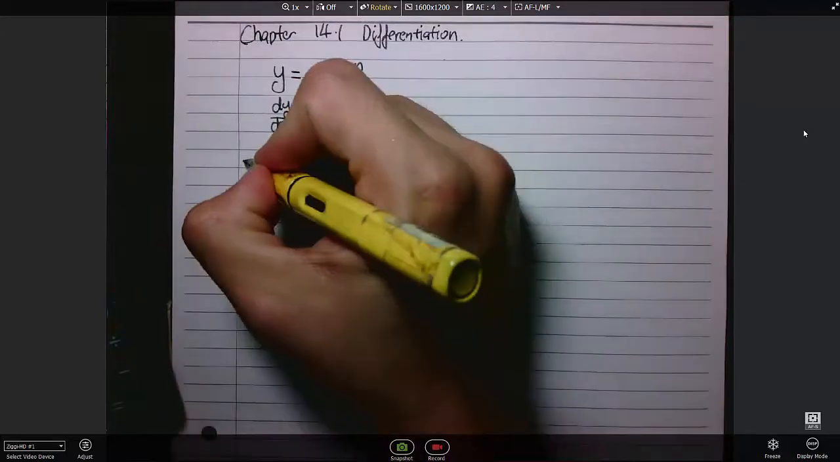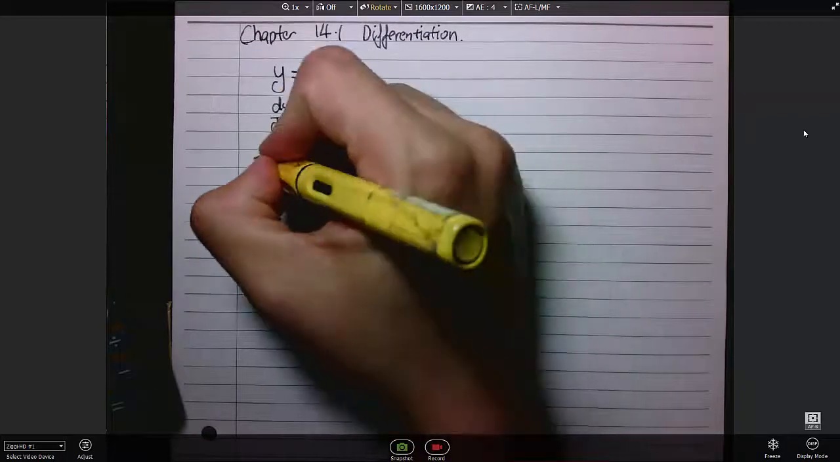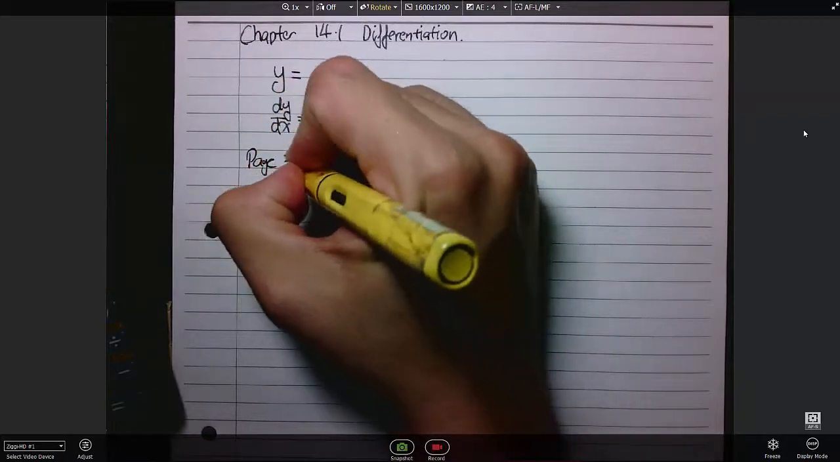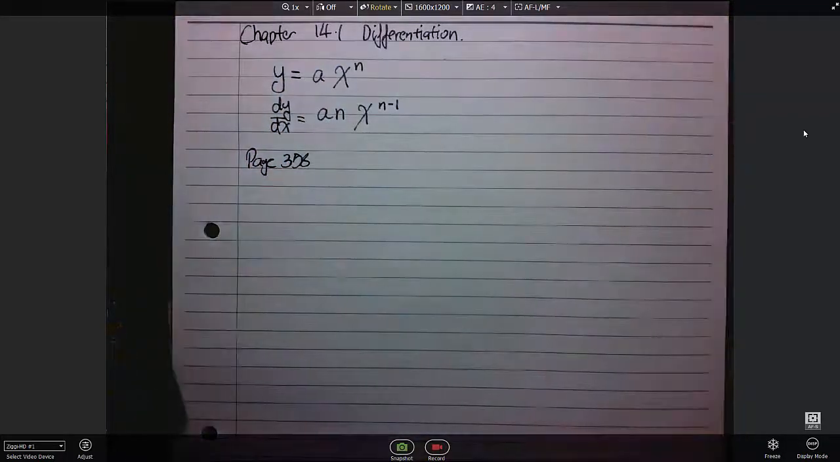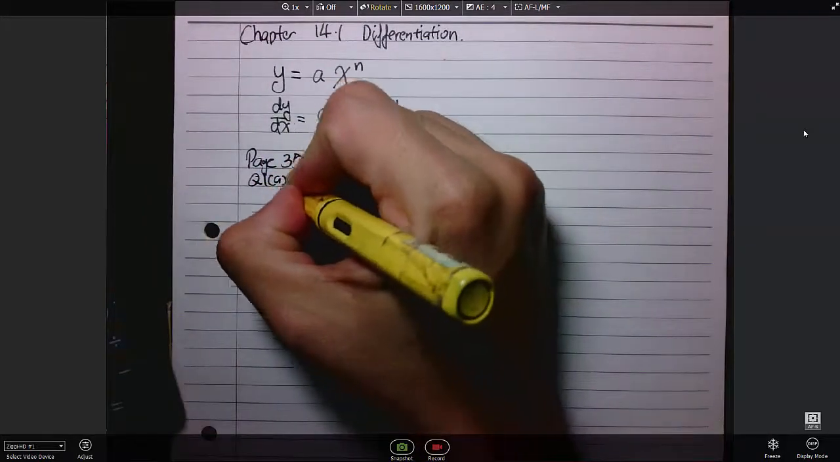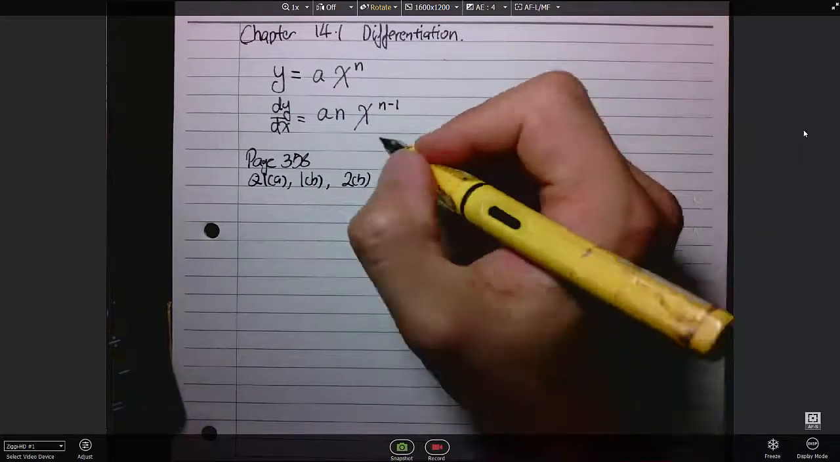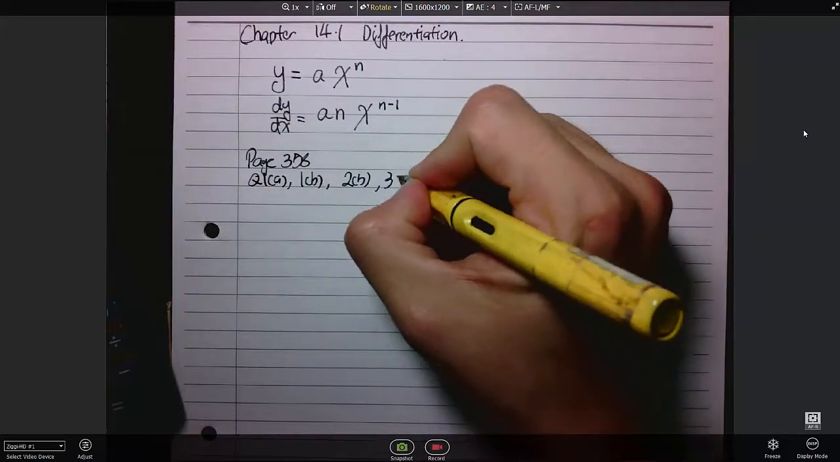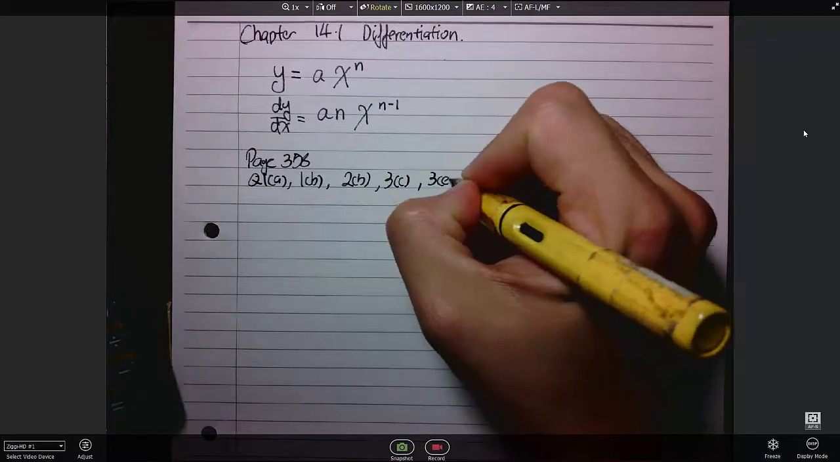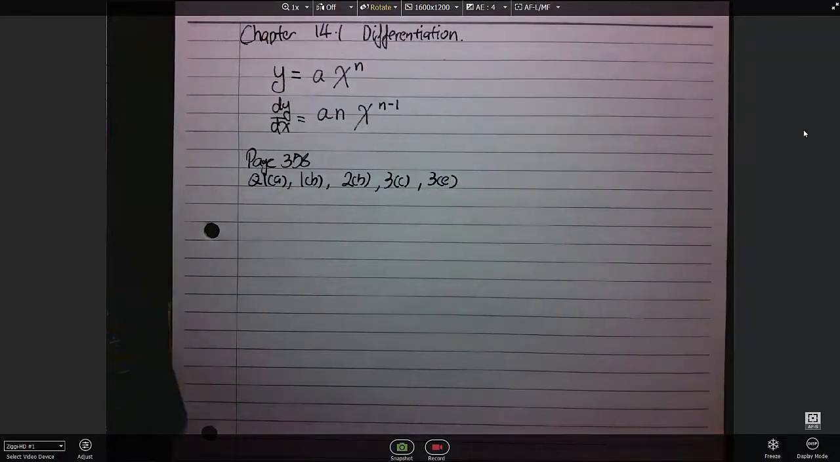First, I'll get on with page 358. Questions 1A, 1B, 2B. Let me write it down for you. 1A, 1B, 2B, 3C, and 3E.